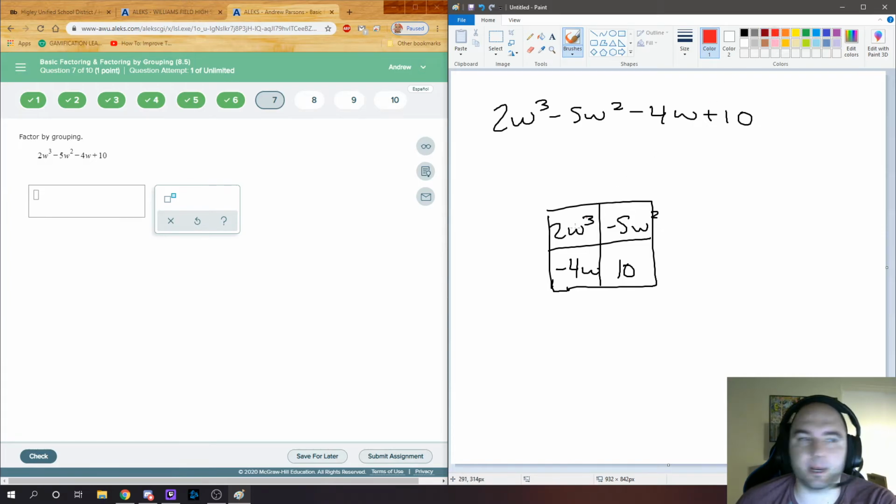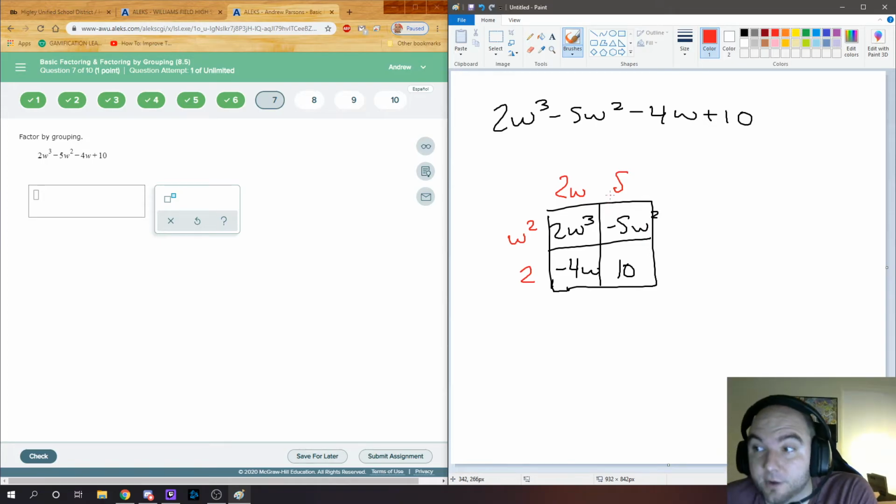Okay, and I take out what I can. I can take out w squared from this first row. I can take out 2 from 4 and 10. I can take out 2w here, and I can take out 5 here. Now, this is a very important step. These are not automatically the answers. You have to confirm that the outsides would multiply to make the insides. So 2w times w squared, does that make 2w to the 3? Yes. However, 2w times 2 does not make negative 4w.